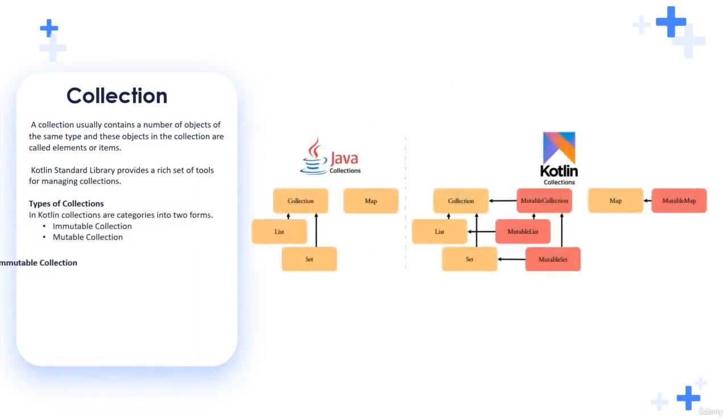So, what are collections? A collection usually contains a number of objects of the same type, and these objects in the collection are called elements or items. Kotlin's standard library provides a rich set of tools for managing collections. The types of collections: in Kotlin, collections are categorized into two forms: immutable collections and mutable collections.